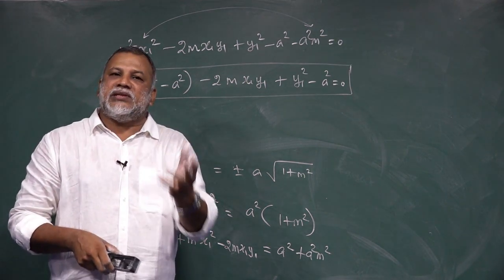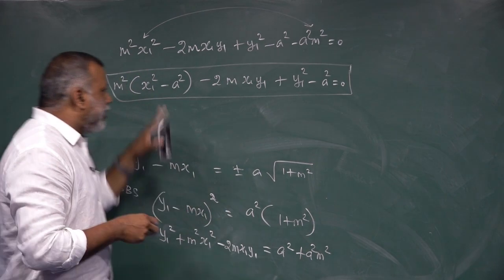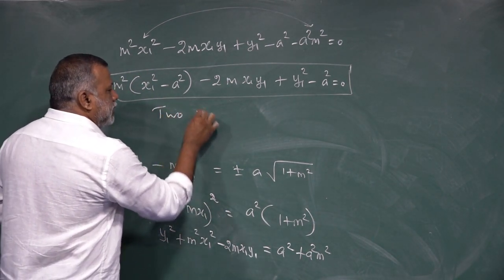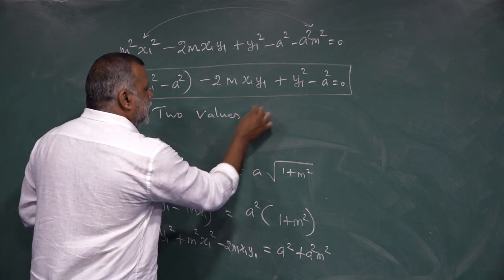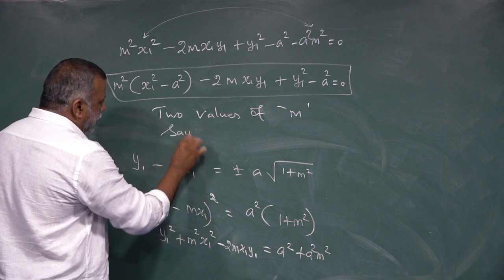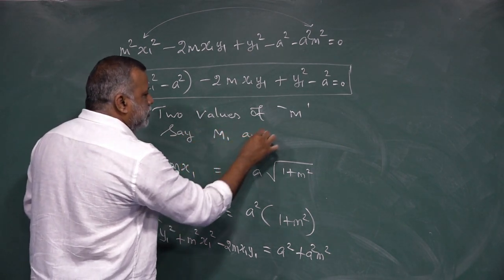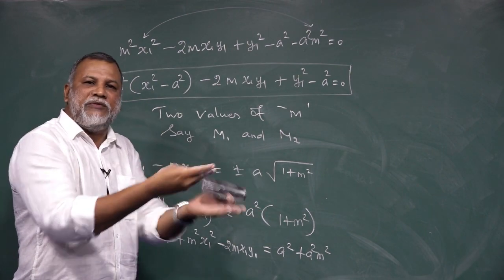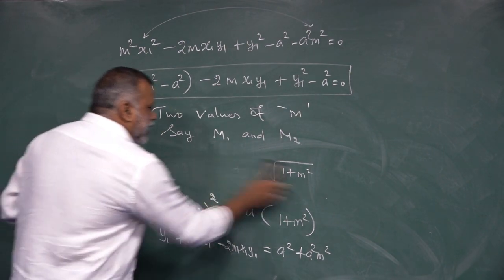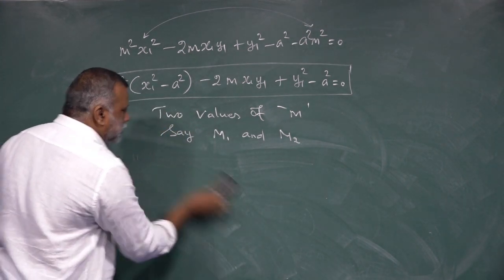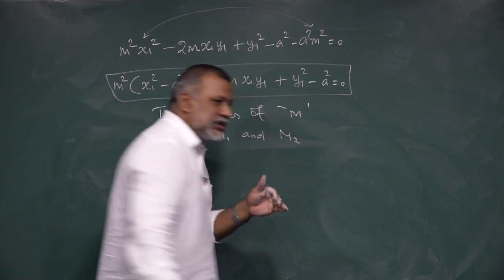If we are solving this equation, we can get two values of m, say m1 and m2. What is the meaning of m1 and m2? Slope number 1, slope number 2. Two different slopes we can get. Therefore, with the help of two different slopes, we are able to draw two tangents. So that is the logic.